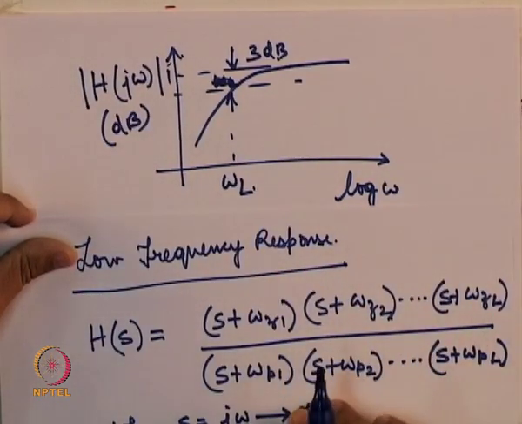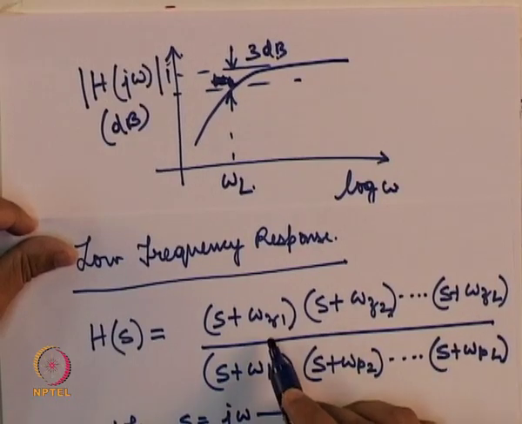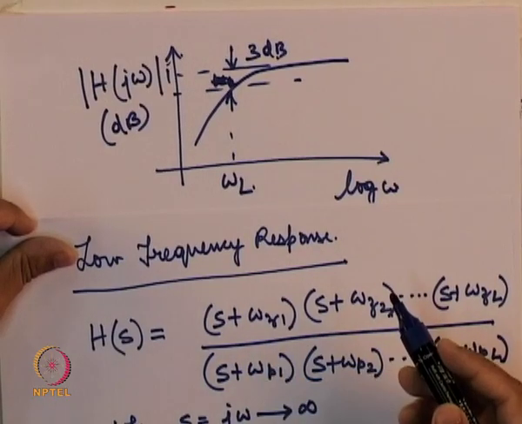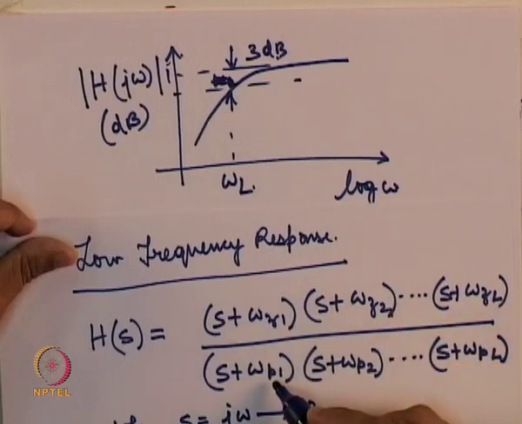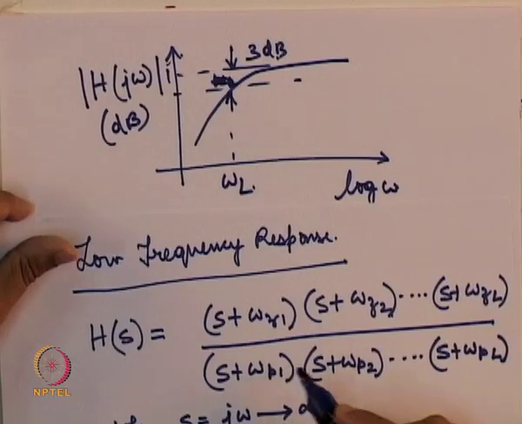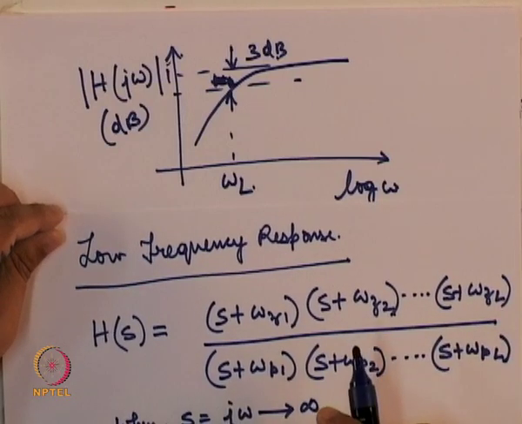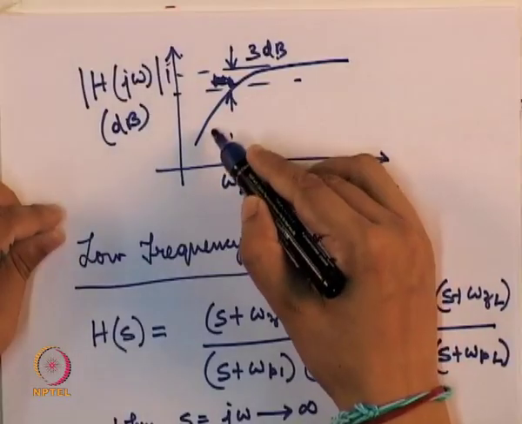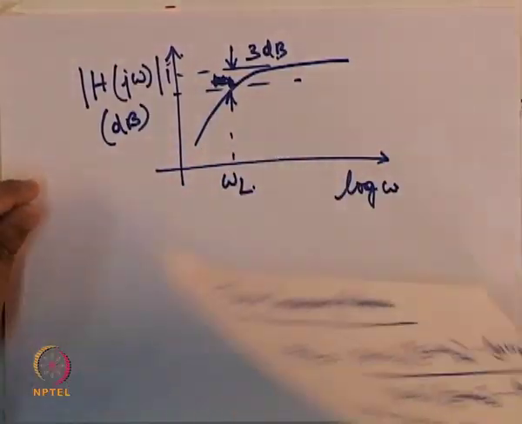While discussing Bode plots, we have seen that every zero will increase the slope by 20 dB and every pole will decrease the slope of this amplitude response by minus 20 dB. So, if that is the case, then how are we getting such a smooth curve?